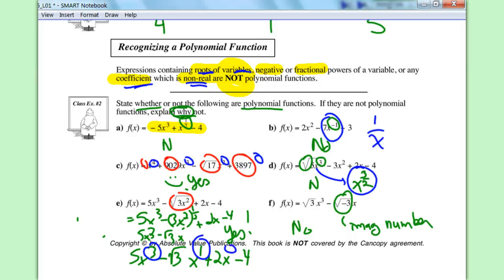And lastly, we have a coefficient which is non-real. We have an imaginary number as a coefficient. That is not a polynomial function. Okay? Hopefully that clears the waters.